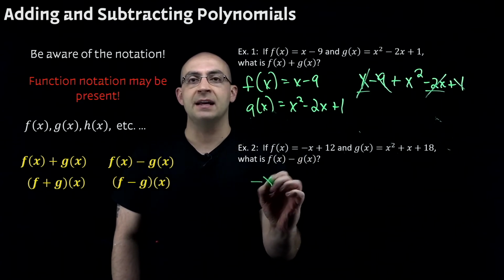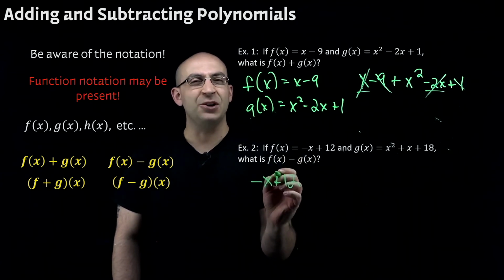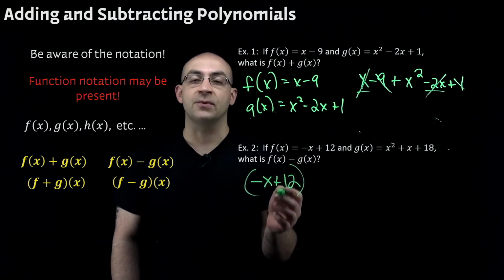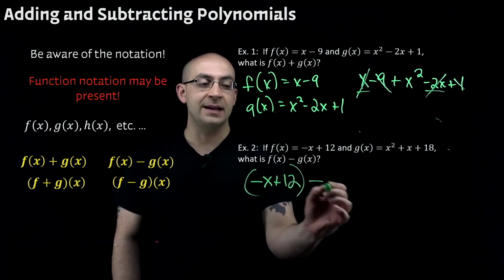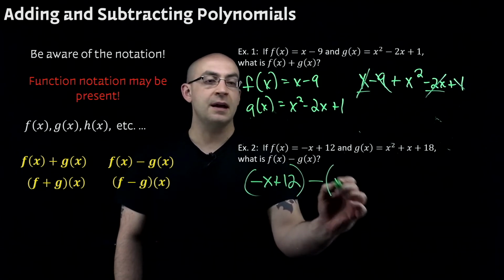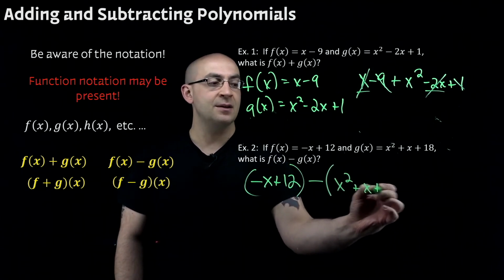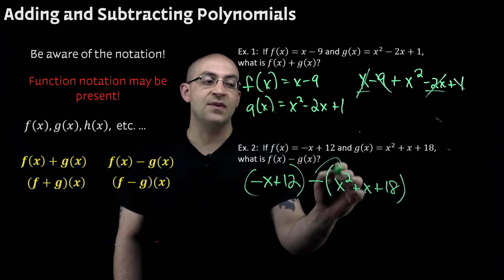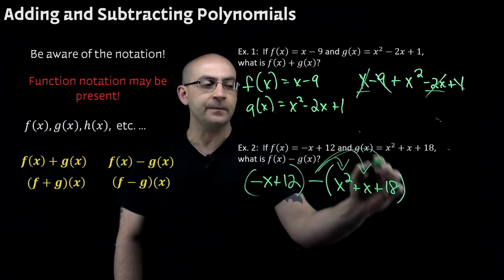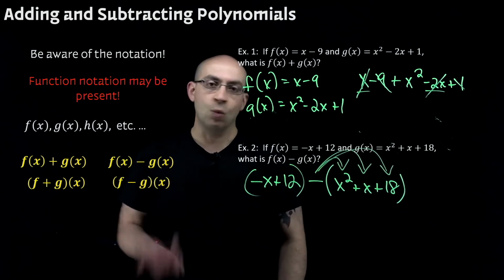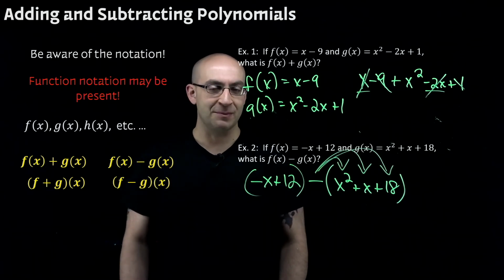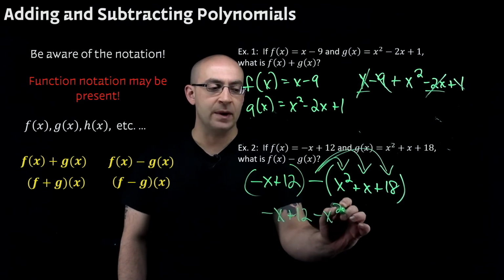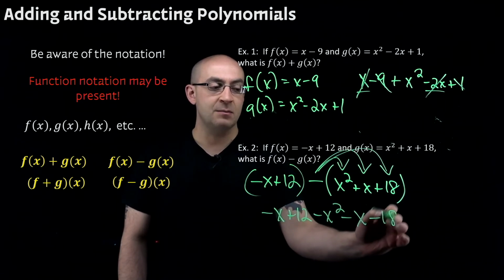I've got here a negative x plus 12. I could put the parentheses around this if you really wanted to, but the first one, or the first in order, doesn't need it. Minus sign, then parentheses, x squared plus x plus 18. This helps us understand that that minus sign has got to distribute. And again, like a previous slide, we don't distribute plus signs, we only distribute minus signs. So this is negative x plus 12 minus x squared minus x minus 18.